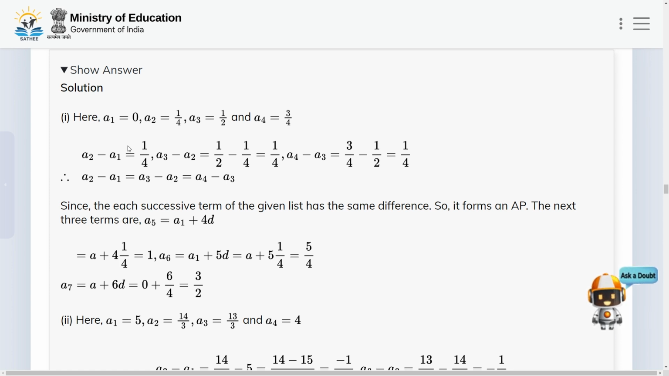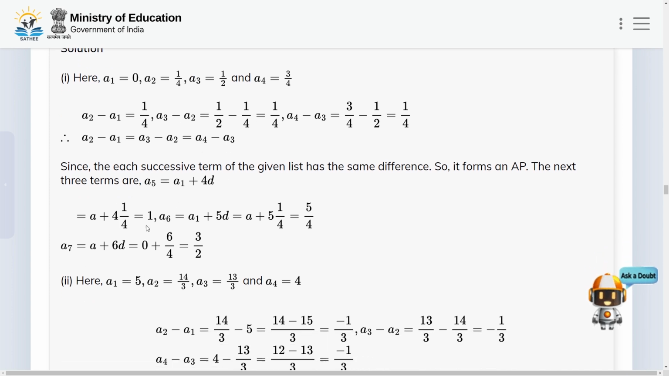Since a2 minus a1 is equal to a3 minus a2, which is equal to a4 minus a3, generally if we take the (k plus 1)th term and the kth term of this list of numbers, the difference a(k+1) minus ak will also give you 1 by 4. So clearly each successive term of the given list of numbers has the same difference. So this list of numbers forms an AP, and the next three terms are as follows.